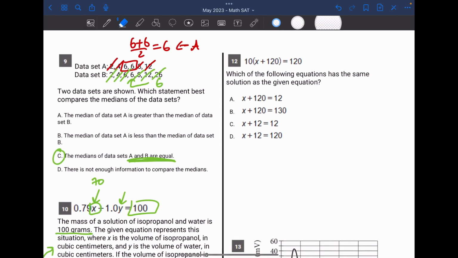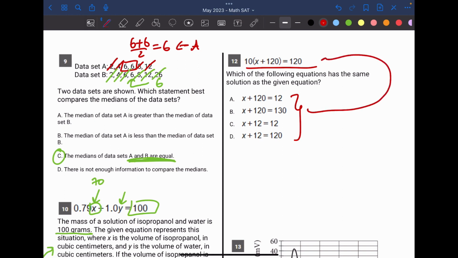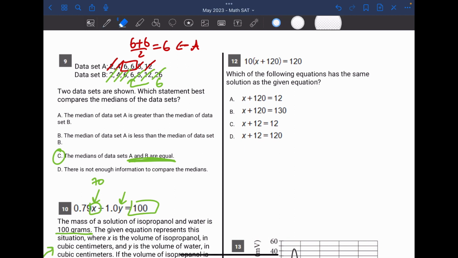But yeah, question number 12. Here we have an equation again. And which of the following equations has the same solution? So which of these is basically the same as this? First, we notice that all of them are x plus something. We don't have the 10 that we have here. So let's divide both sides by 10.